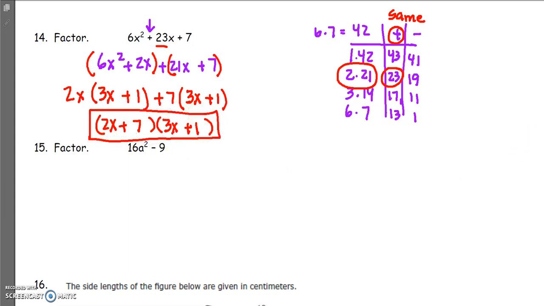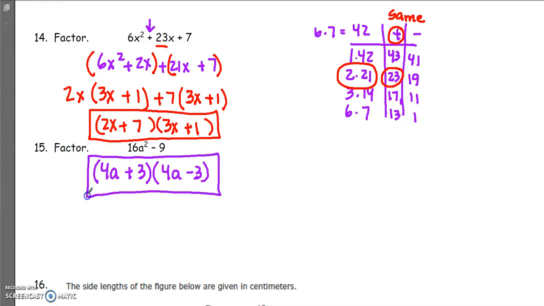Okay, let's look at 15. It also asks me to factor. Again, I don't have a GCF. I can't do grouping because I don't have 4 terms. I don't have a trinomial, but it looks like I probably have the difference of perfect squares because the square root of 16 is 4, the square root of a squared is a, and the square root of 9 is 3, and I'm subtracting. So that means I'm going to have 4a plus 3, and then I will have 4a minus 3. And there would be my answer for 15.